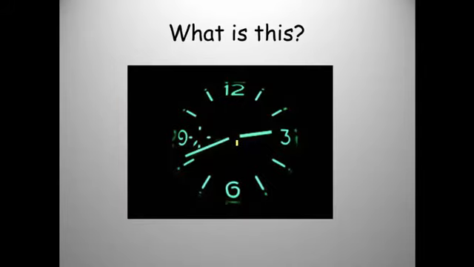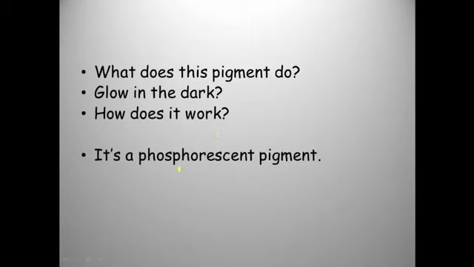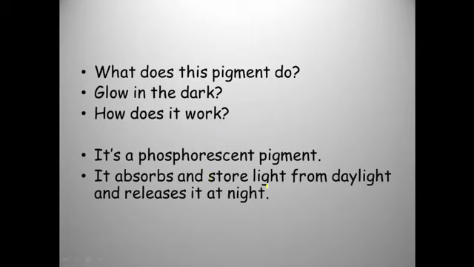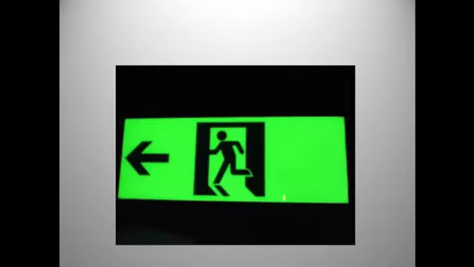What is this? This is, as you can see, glow in the dark. We don't call it glow in the dark, we call it phosphorescent. Phosphorescent is glow in the dark, so what it does is that it absorbs light energy, stores the light from daylight, and then releases it at night. That's basically what it does. Can you think of any uses? Well, fire exit signs are one typical example of phosphorescent pigments. They absorb light energy during the day and release it during the night.